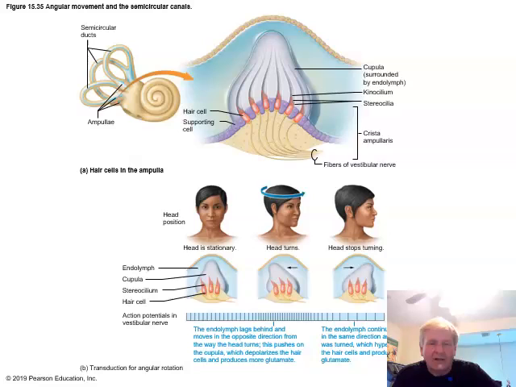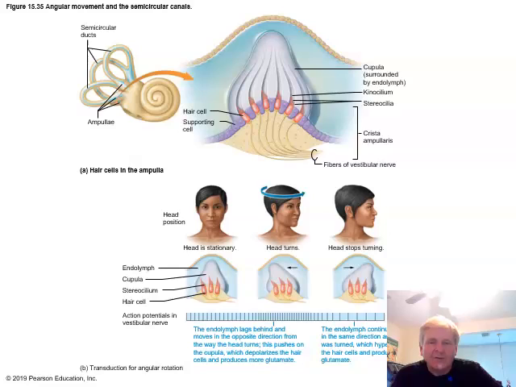When you move your head in a circle, the endolymph will lag behind and move in the opposite direction from the way the head turns. And that pushes on the cupula. This cupula looks like a cup that you see inside the endolymph, extending from the hair cells. So the head turns, that pushes the cupula, which depolarizes the hair cells and produces more glutamate. So the action potentials get closer together.